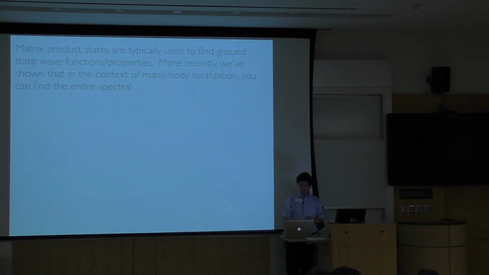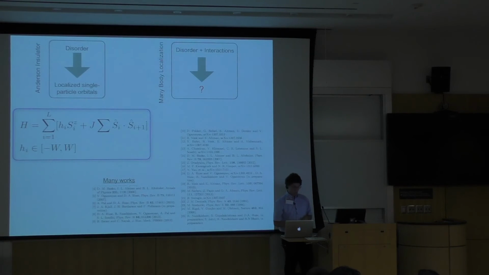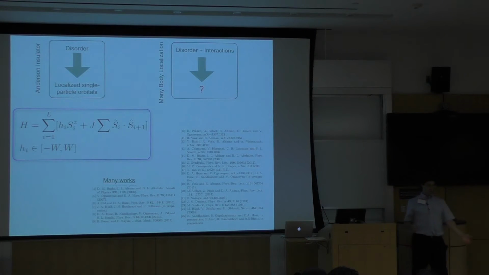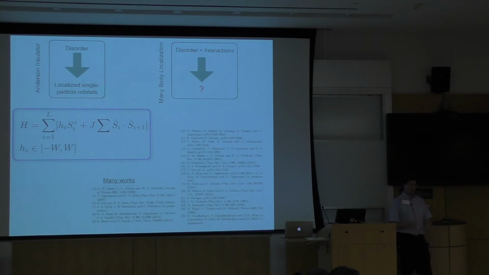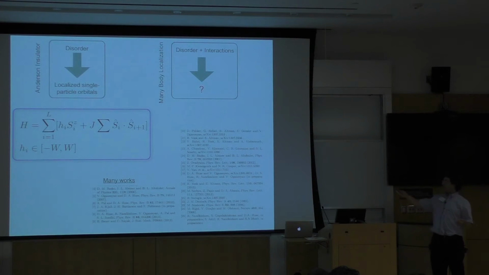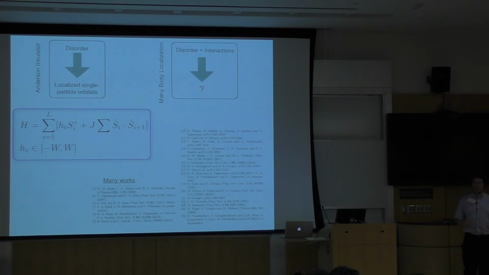I'm running late. Good. So now we're going to talk about many-body localization, and we're going to sort of extend the ideas of these matrix product states. Many-body localization is a very interesting field of physics that has a lot of people working on it. This is a very old list. There are like 5 times this number of works at this point. And what is many-body localization? It's essentially the interacting analog of Anderson insulators. In an Anderson insulator, you have a non-interacting system, and you have disorder. And then all of your wave functions become exponentially localized.